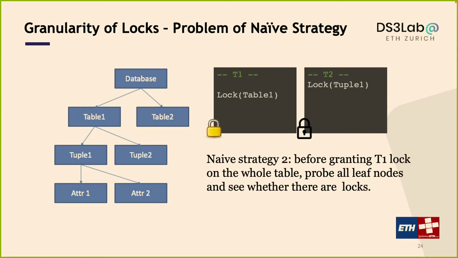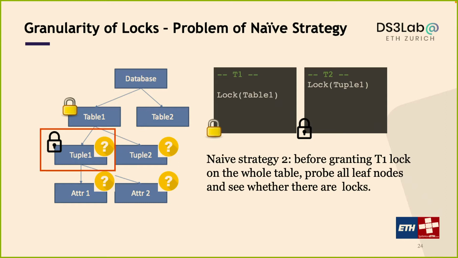Another naive strategy looks like this. What if, before granting T1 the lock on the whole table, I try to probe all the tuples in this table? I try to ask the database, okay, do you have anything that is holding a lock on attribute 1? Do you have anything holding a lock here, here, here? I ask the lock manager to give me the status of locks for all the objects contained in that table. And the database will say, okay, someone is holding this, so you cannot do that.